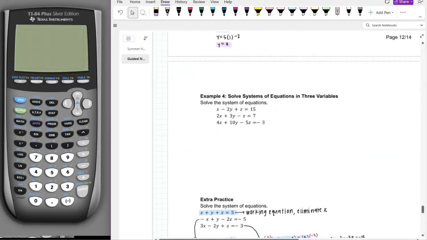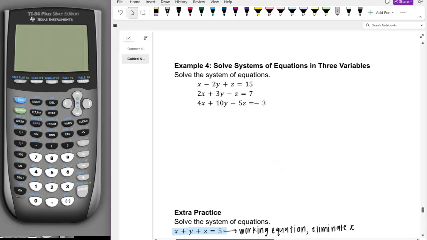And last but not least, we are going to review solving systems of 3 equations that have 3 variables. We learned this in Algebra 2 last year, but as a reminder, the first step is to find what's going to be known as your working equation. So your working equation should have a coefficient of 1 somewhere in it. So I could either choose my first equation because it has a coefficient of 1 for x and z, or I could choose my second equation because a coefficient of -1 is just as good. I'm going to stick with the first. This will be my working equation.